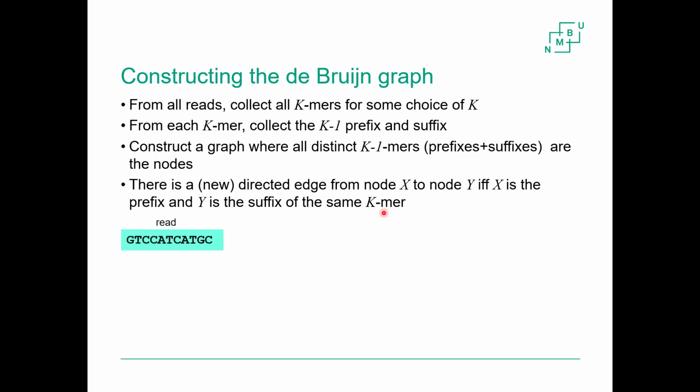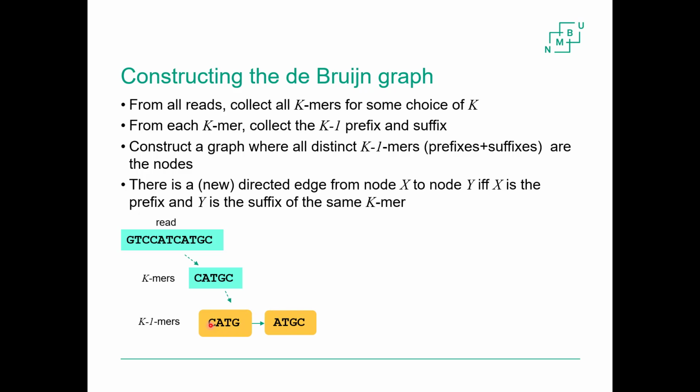So let's see an example here of what this means. Here I have a short read. From this read I now collect k-mers, and in this case k is 5. I collect one 5-mer here, in the middle somewhere. So actually you collect all, but let's look at only one of them. And then from this 5-mer I create the 4-mer prefix and the 4-mer suffix. And these two are now nodes in my De Bruijn graph. That's what I symbolize with the brown here. Now I started to build my De Bruijn graph.